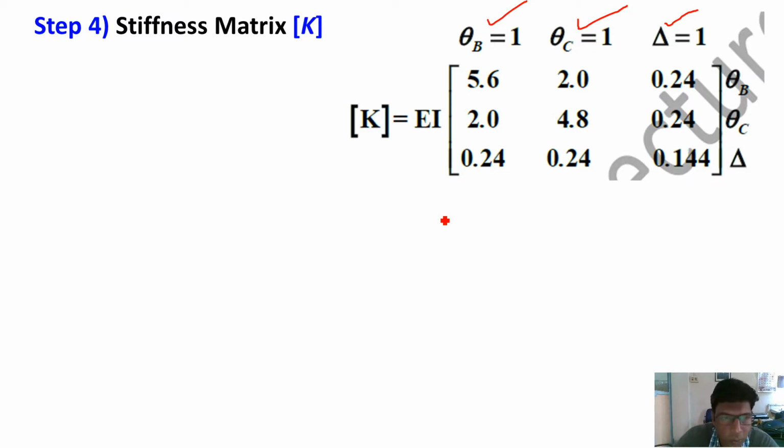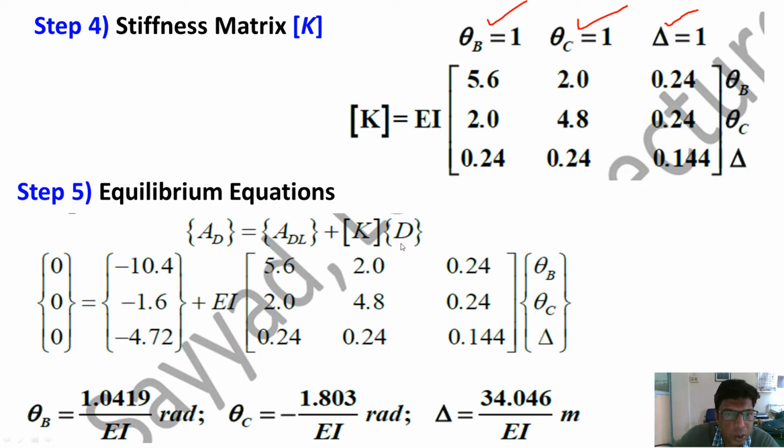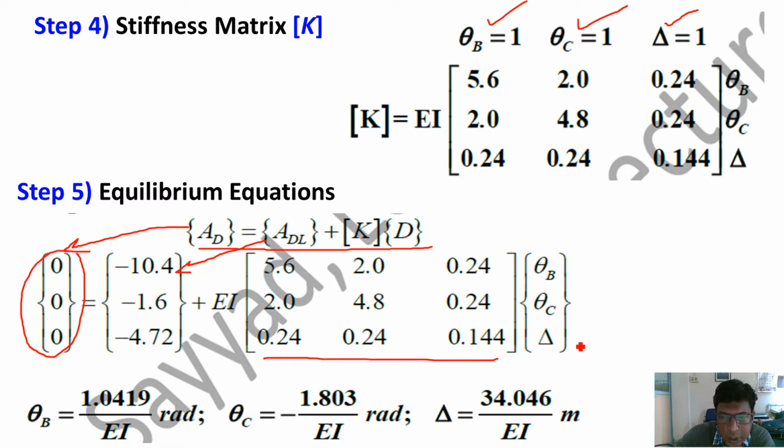Once you find this stiffness matrix, the next step is to use the equation of equilibrium, AD equal to ADL plus K into D, to find the unknown kinematic displacements. AD, all three elements are 0, from the original structure. ADL is from the restraint structure. K we have just derived, and D stands for the vector of unknowns.